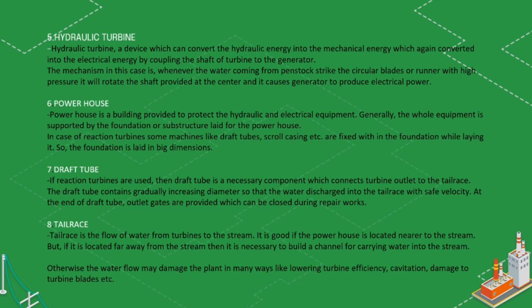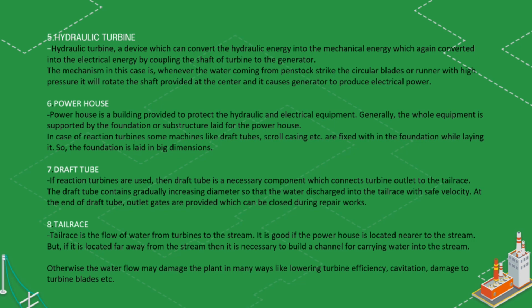Number six, powerhouse. A powerhouse is a building provided to protect the hydraulic and electrical equipment. Generally, the whole equipment is supported by the foundation or substructure laid for the powerhouse. In the case of reaction turbines, some machines like draft tubes and scroll casing are fixed within the foundation while laying it. So, the foundation is laid in big dimensions.